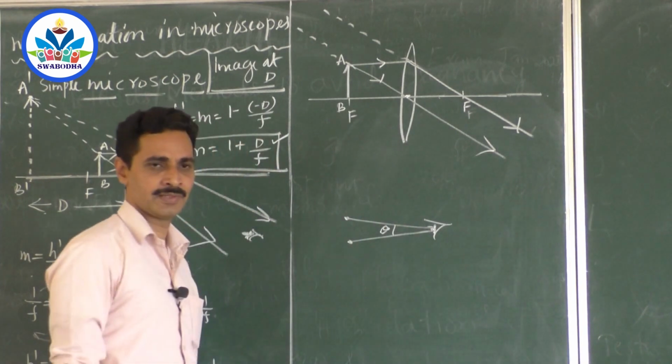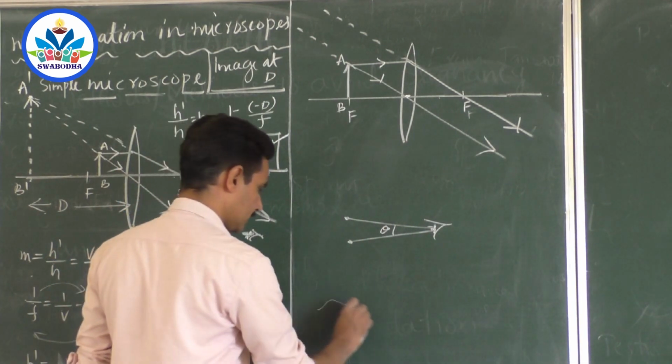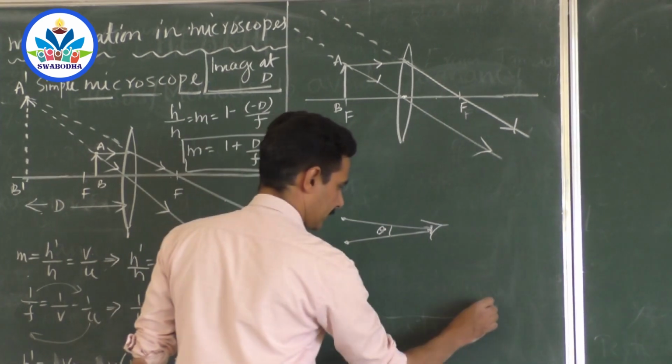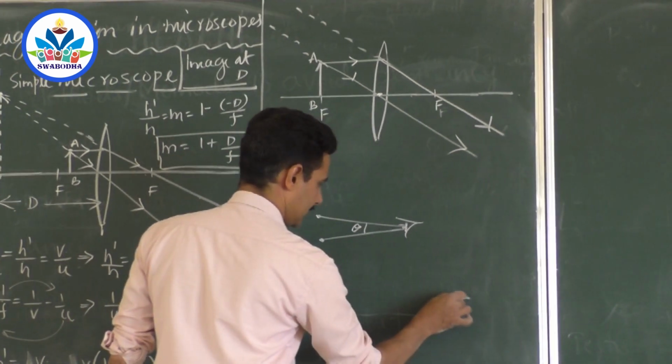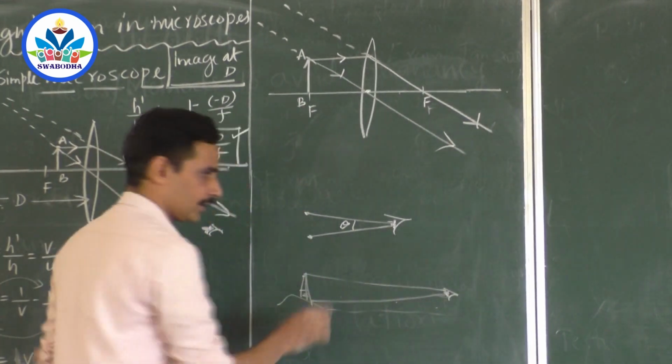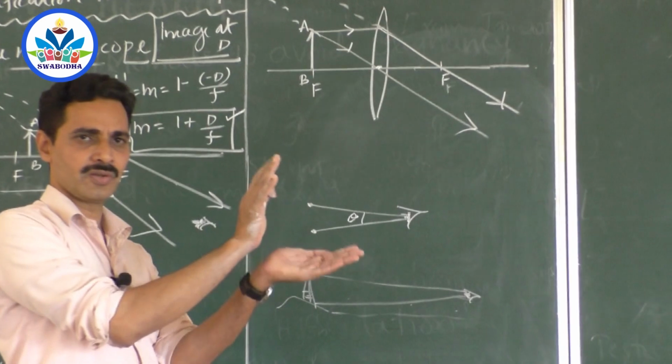So that is the angular position. Suppose there is a hill and you are looking towards a tower from a very distant place. What is the angular position of this tower? It is like this. And if you come closer and closer, that angular position goes on increasing.